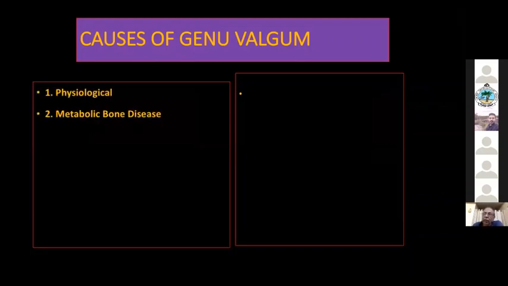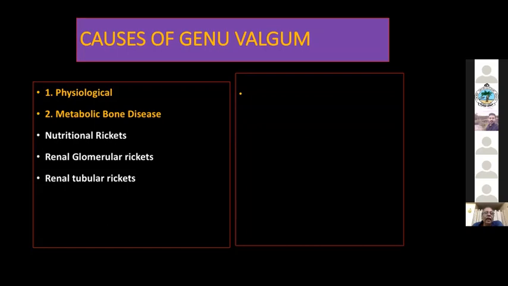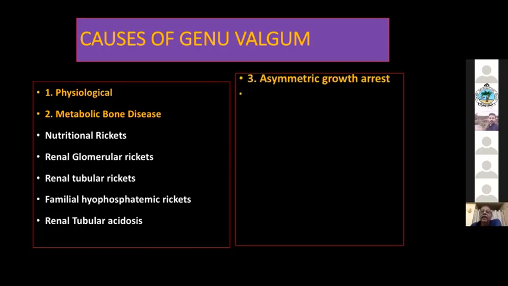So it can be due to metabolic bone disease, nutritional rickets, renal rickets, renal tubular acidosis, familial hypophosphatemic rickets, and actually vitamin D dependent rickets. So these are the various types of rickets you should know because it is asked. Then asymmetrical growth arrest following trauma, infection, tumor, obviously like osteochondromas.